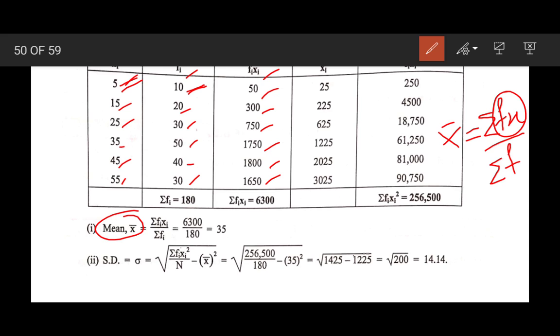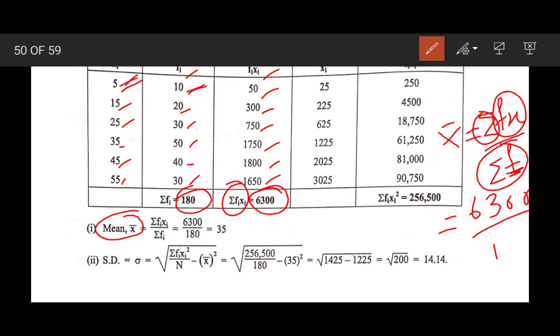So after getting this, next is summation. Summation means total. So the total of f into x is equal to 6300. So that is 6300 divided by the total of frequency. The total of frequency is 180. So that is equal to 35. So x bar is 35. Now x bar is clear, I got the x bar.